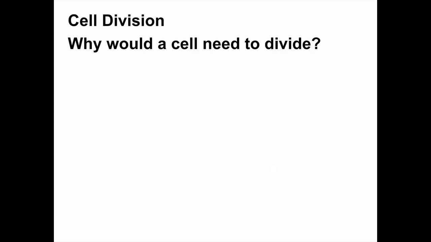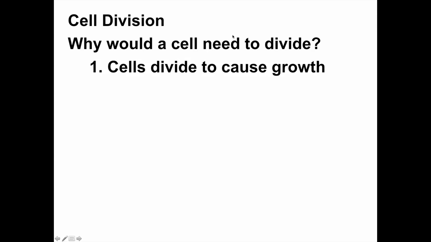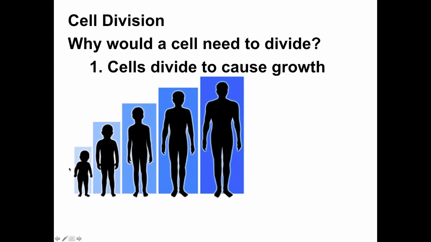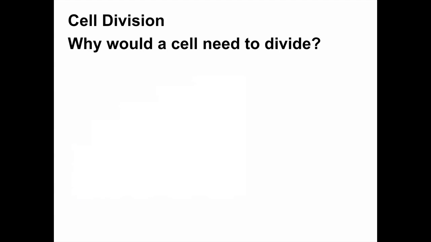So first thing we have to ask ourselves is, why would a cell need to divide? There's 2 major reasons why a cell will need to divide. The first is cell division to cause growth. So cells need to divide in order for an organism to grow. So from birth all the way to adulthood, we add cells onto our body. In order to add cells onto our body, existing cells must grow and divide, and that's how we get more. So when we talk about growth, all growth is adding more cells onto our body. And in order for that to happen, cells need to divide.